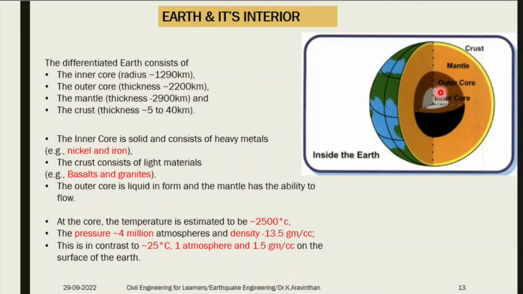So this is the inner core part, which is having a distance of 1290 kilometers, and you can imagine a heat of 2500 degrees centigrade. So all the materials which are there will be in a molten state. It will be rotating due to the nuclear fusion. It is slowly getting exhausted. So day by day, it is slowly getting exhausted.